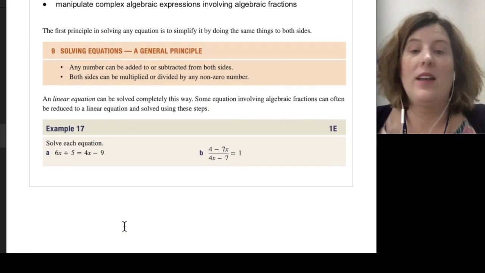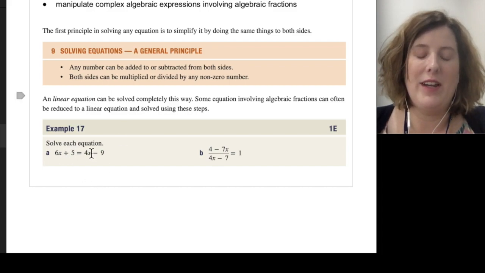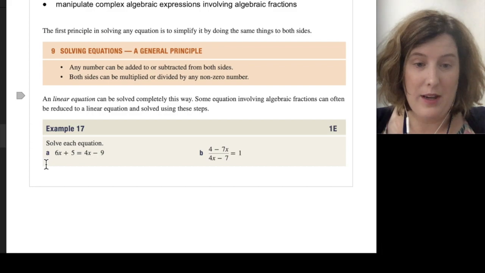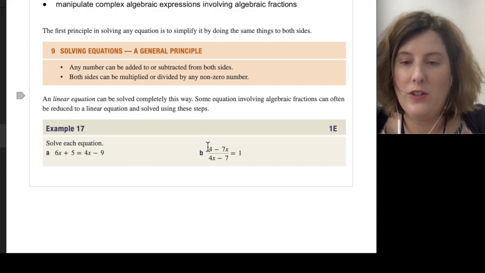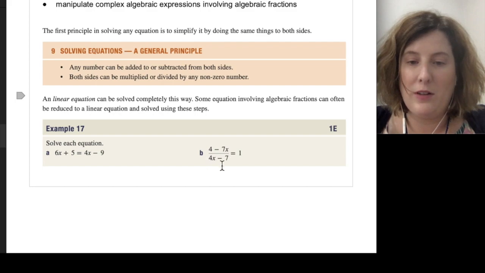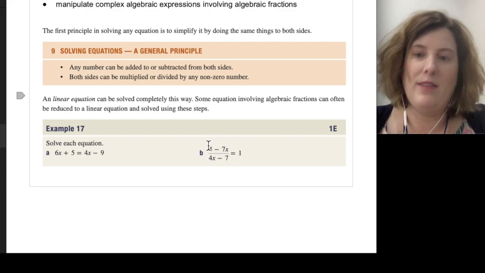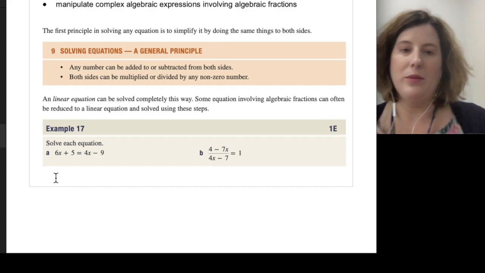You know how to do these. We've been doing this for so many years. You try and get all your variables on the same side by adding or subtracting, and then solve like normal. If you've got fractions, you try and get rid of the fraction by multiplying both sides by what's on the bottom, which means this lot moves up here, and then you try and get everything on the same side. So let's actually do these examples.